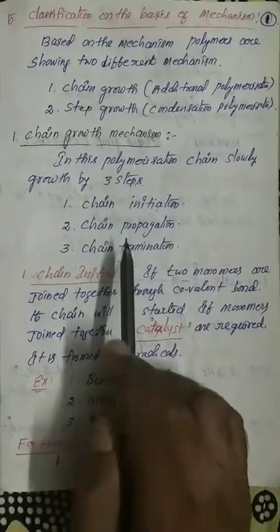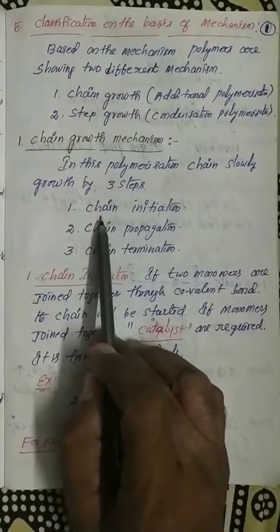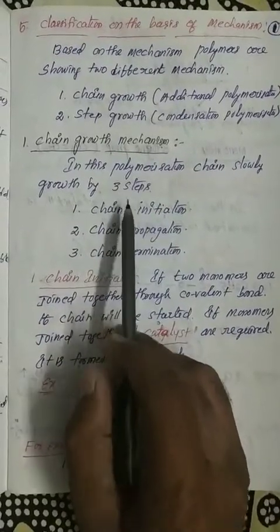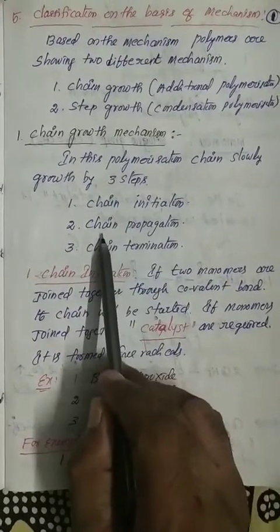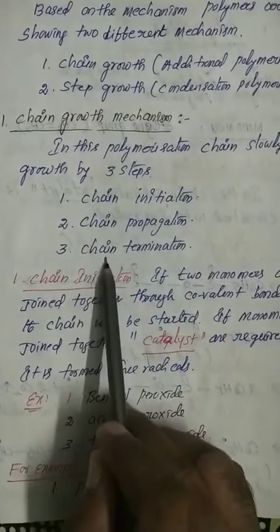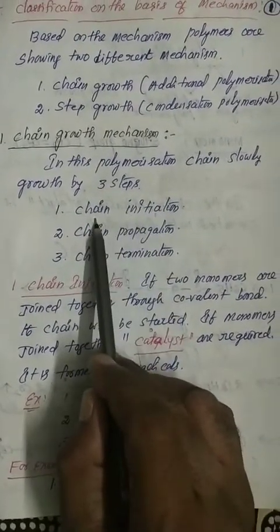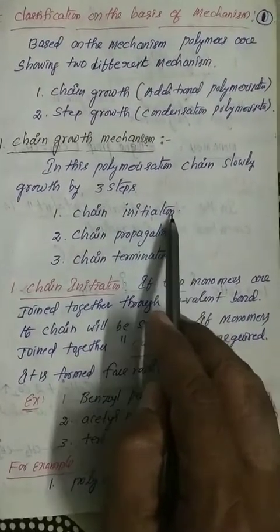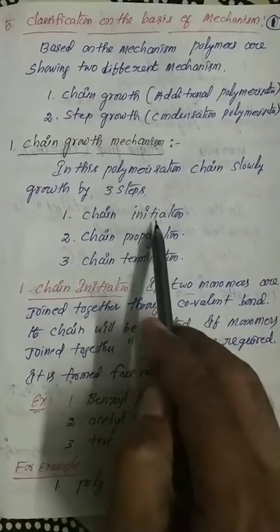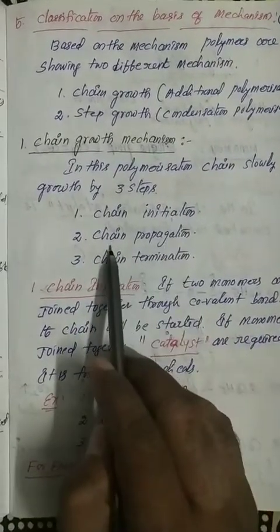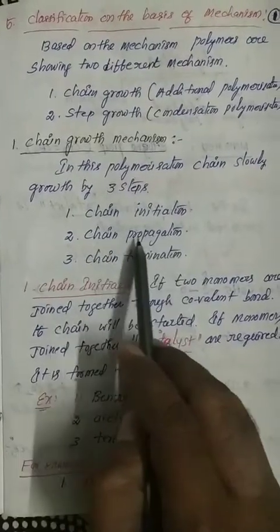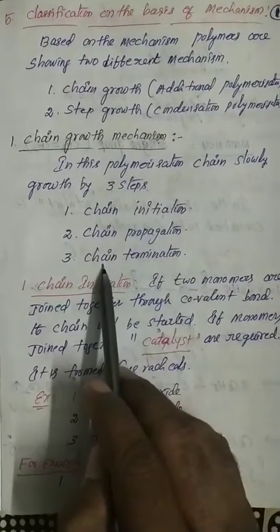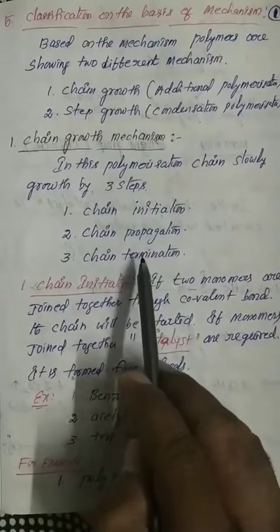three steps are involved. The first one is the chain initiation. This is the most important in board level. Chain growth mechanism has three steps: chain initiation, second one is the chain propagation, third one is the chain termination. For example, chain initiation: when two monomers are connected together, how the chain will start, that is called chain initiation. And chain propagation means the polymeric chain will continue, that is called chain propagation. And chain termination means the chain should be stopped.